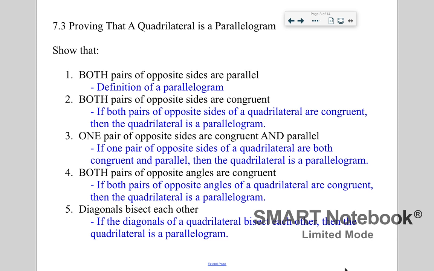In number 4, you could show both pairs of opposite angles are congruent, and number 5, you could show diagonals bisect each other. So 1, 2, 4, and 5 are all converses of things we learned in theorems we did yesterday.